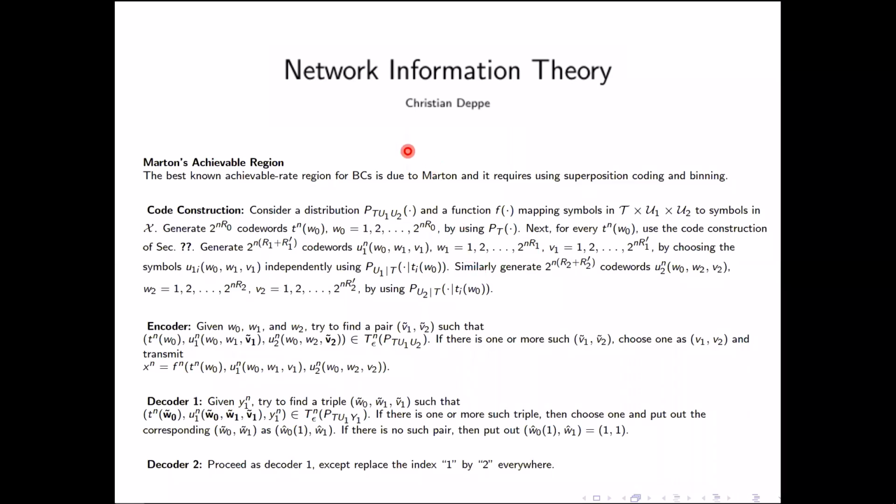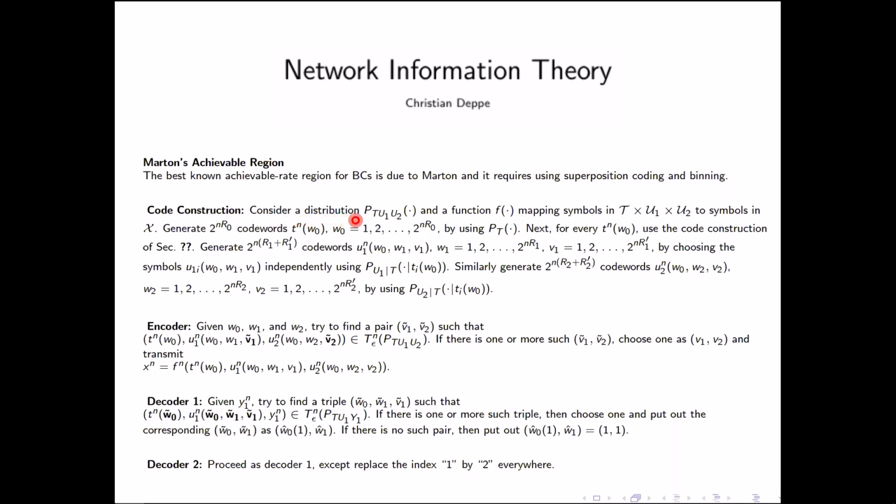As I told you before, the capacity region of the broadcast channel is not known. But the best achievable region is Marton's bound here. So Marton's achievable region is due to Marton. And what she did, she used superposition coding together with binning. So in principle, we do the same construction as we did for superposition coding, but now we do it with two satellites and we do it with binning. So the code construction is as one expected.